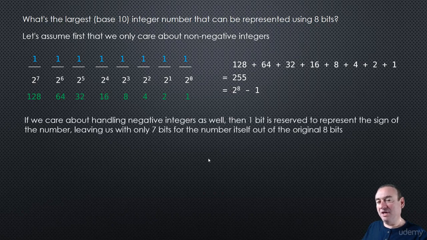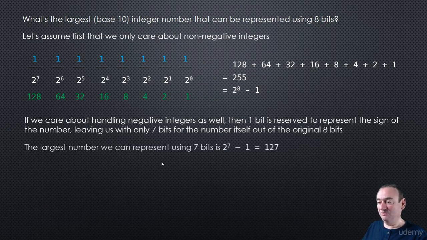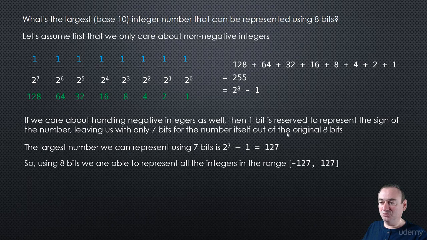Now, if we care about handling negative integers, let's bring that back into the mix. Well, we're going to need to use one of those bits. If we want to stick to 8 bits, we'll need to use one of those bits to store the sign. Is it positive or is it negative? So we'll only have 7 bits that we can work with. So using 7 bits, 2 to the 7 minus 1, following the same pattern here, means the maximum magnitude is going to be 127. So theoretically, we are able to represent all the numbers in the range minus 127 to 127.